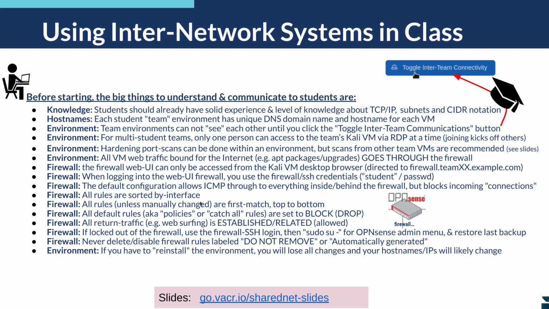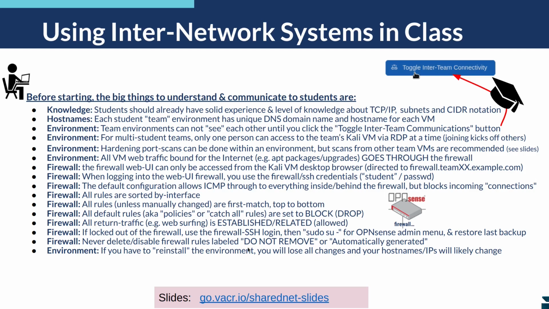All firewall rules are bound by interface, or sorted by interface. Remember that. If you're going to affect incoming traffic, always operate on the WAN interface. All rules, unless manually changed, are first match top to bottom. So if you allow something higher up in a firewall rule, that's going to match and take precedence first, allowed versus block. If you put a block at the bottom and you have an accept above it, the accept takes precedence because it's first match. That's how all ACLs typically work.